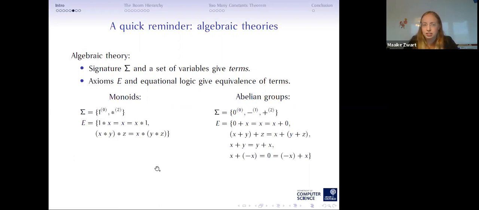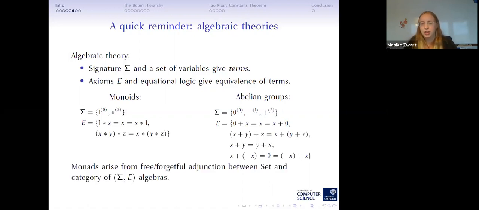A monoid has a signature consisting of a constant and a binary operation, so taking two variables. And the equations that it holds are left and right units and associativity. I hope this is well known to everyone here. And then we have abelian groups, also a well-known structure with a constant and a binary, but also a unary symbol in the signature. Again, the left and right units, associativity, now also commutativity, and an inverse equation.